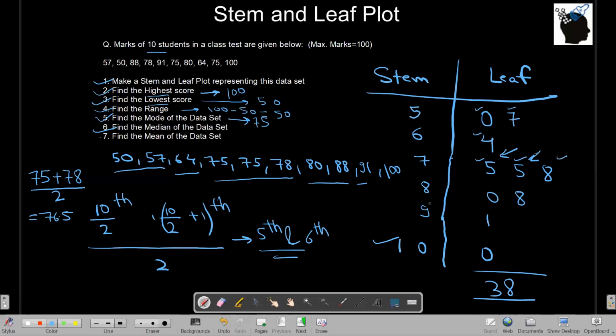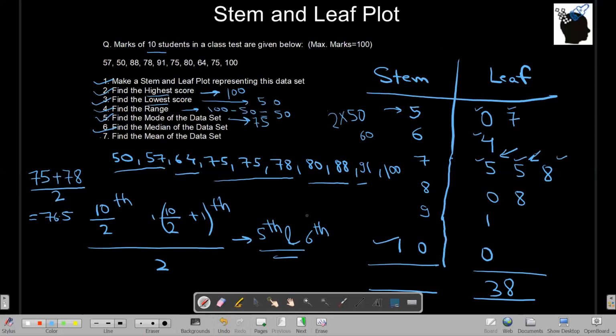Let's do the same thing on the stem side. Now on the stem side, it's a bit tricky because when I talk about 5, it is not 5, it is actually 50. And when I add this, I have to add it 2 times because there are 2 values, a 50 and a 57. So both of them will have a 50. So when I'm adding the stem side, I need to add 2 into 50. 6, I have only one value, so I'm just going to add 60.